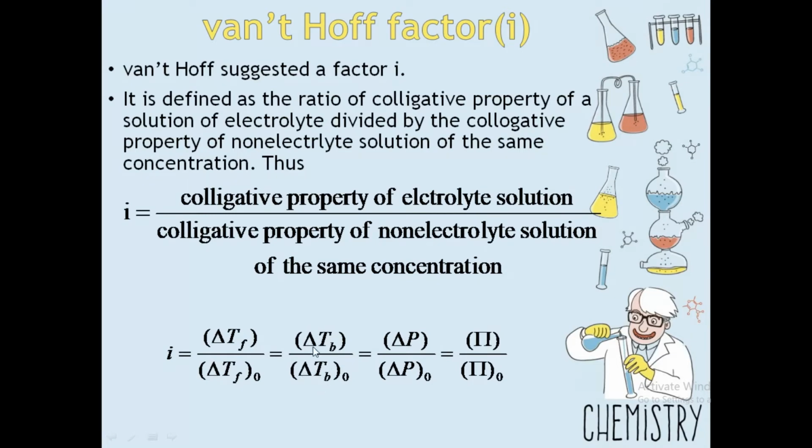means the observed value of boiling point elevation, and this is the theoretical value of boiling point elevation, which is equal to lowering of vapor pressure of electrolyte divided by lowering of vapor pressure of non-electrolyte. This is observed and this is theoretical, which is equal to the osmotic pressure of electrolyte solution and osmotic pressure of non-electrolyte solution, which is equal to i. So van't Hoff factor is defined as the colligative property of electrolyte solution and colligative property of non-electrolyte solution.